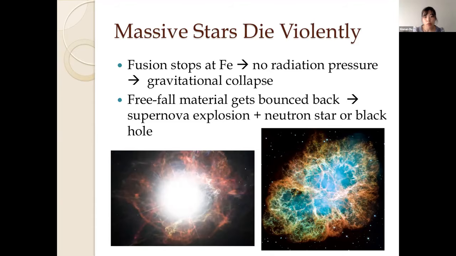So the iron core would get further compressed into a neutron star or a black hole, while almost all the other materials surrounding this tiny core would just free fall onto the shrinking core. And when it hits the core, it gets splashed out. So that was a very, very violent and drastic process. This will result in a splendid explosion that we call a supernova explosion. And the compressed core will just remain as a neutron star or a black hole at the center.